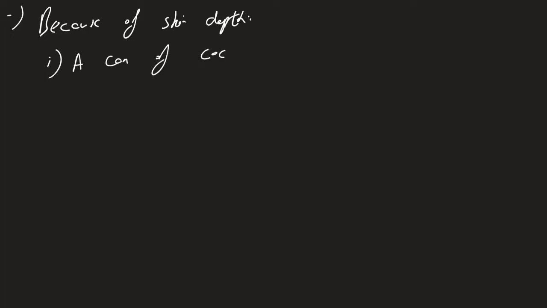So because of the skin depth, the following things happen. I'll just give you some examples. So because of skin depth, a can of Coca-Cola is impermeable to visible light.